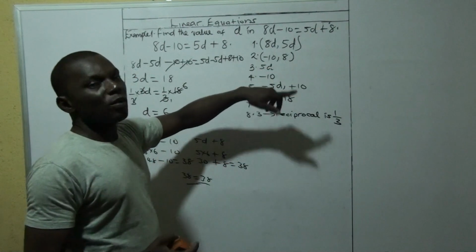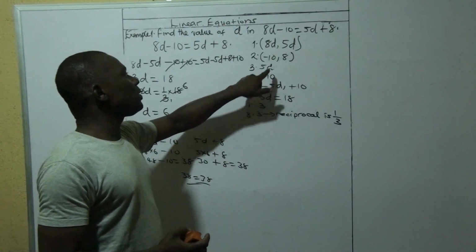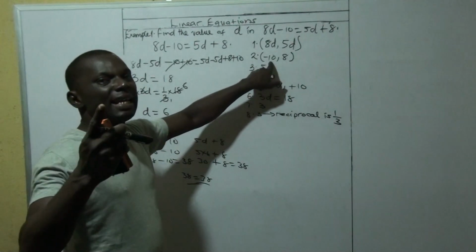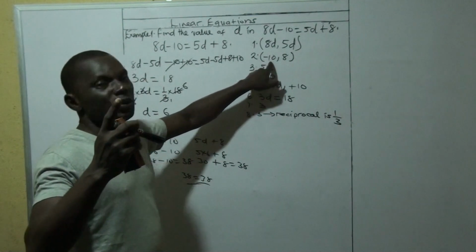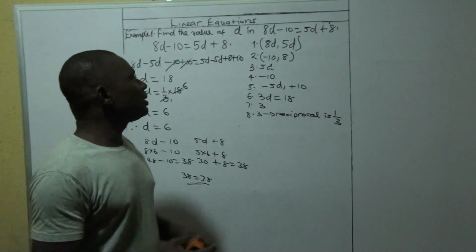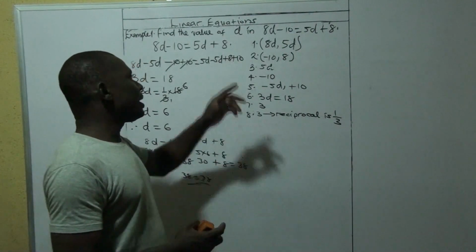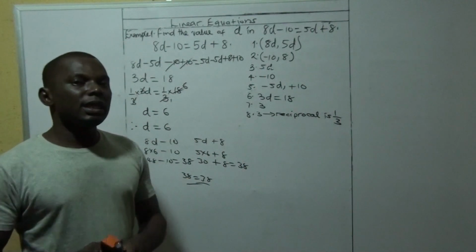Somebody might ask, why is minus 10 smaller than 8? Why is minus 10 smaller than minus 8? Because there is already a negative sign attached to it. That makes it smaller. So minus 10 is smaller compared to plus 8.